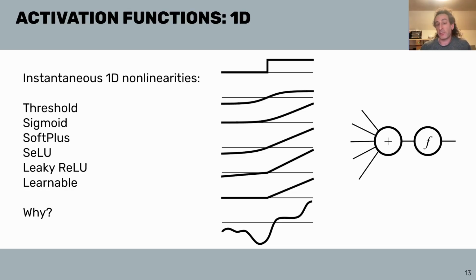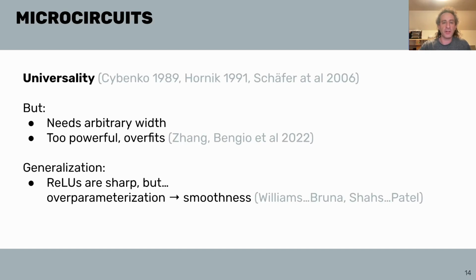People started with threshold units and sigmoids and exponential linear units and different variants of these, or even learnable ones. And so then the question is, why? What do these activation functions do? Do they have any benefit in their differences? Well, a lot of them are universal. There are theorems that prove, initially with sigmoids and later with monotonic functions, that if you have a sufficiently wide neural network, even a shallow one with one hidden layer, you can approximate any function as long as you have these simple nonlinearities, which is great.